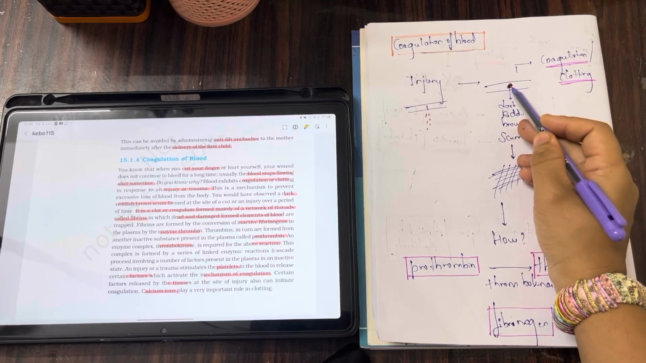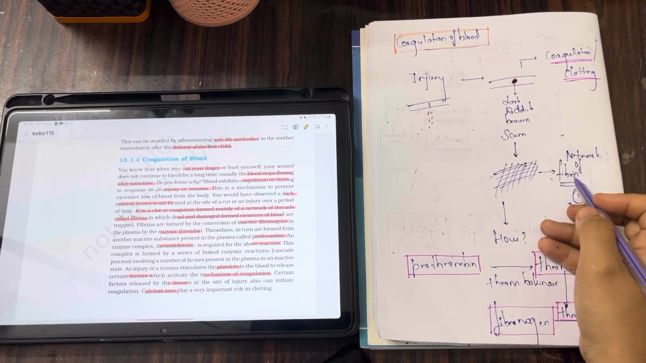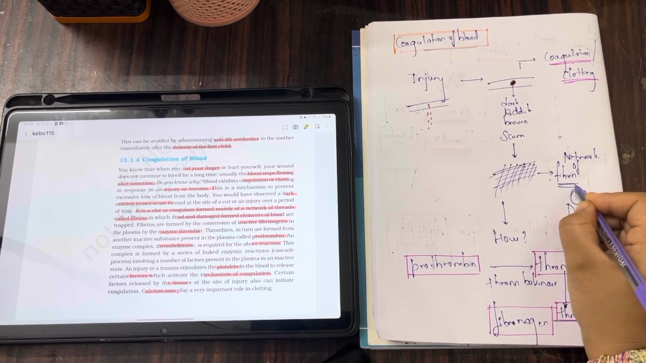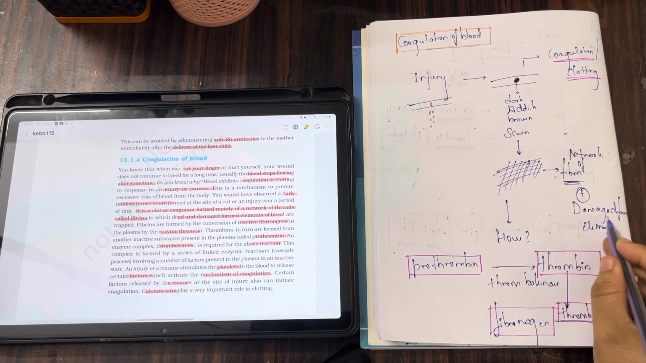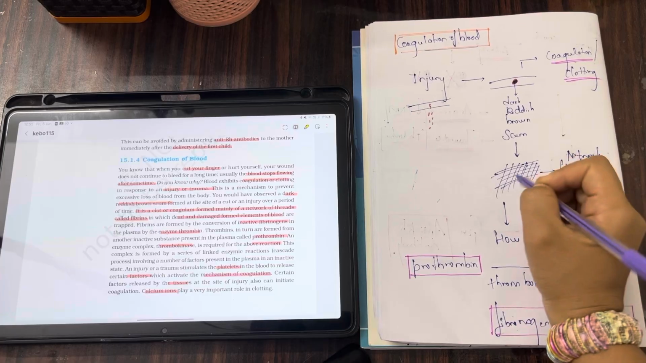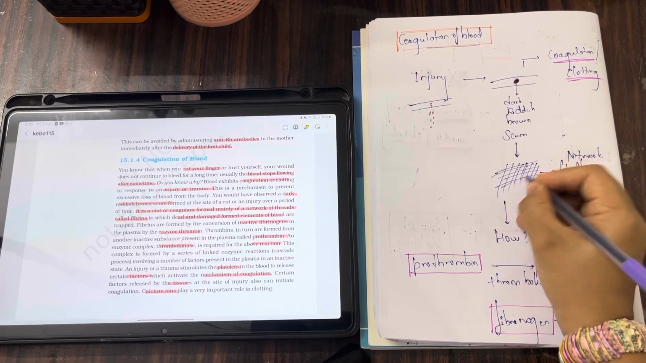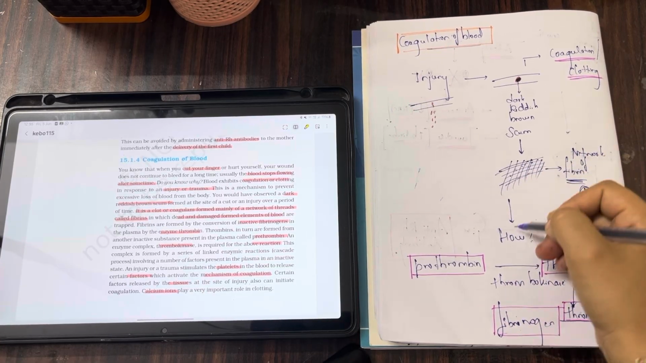So what is this scum? It is nothing but a network of thread-like structure called fibrin. Plus it will contain damaged formed elements trapped in it. And how is this formed?